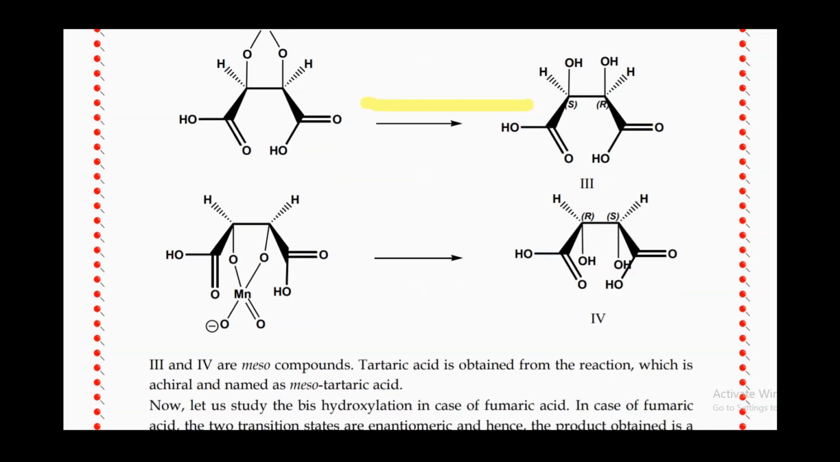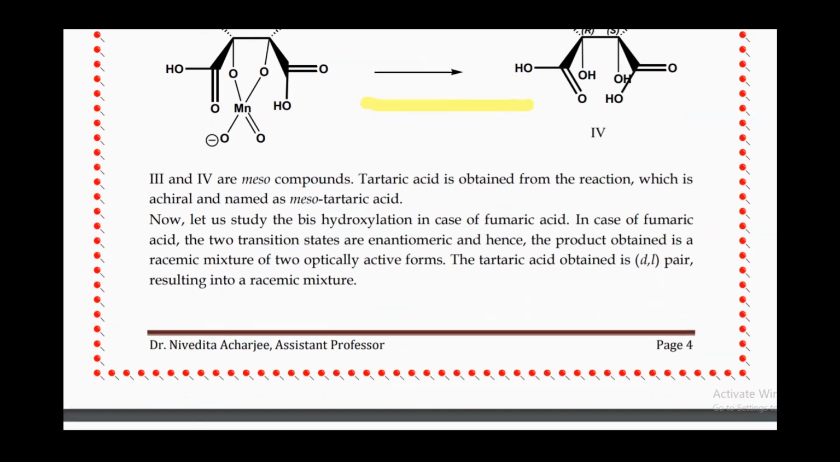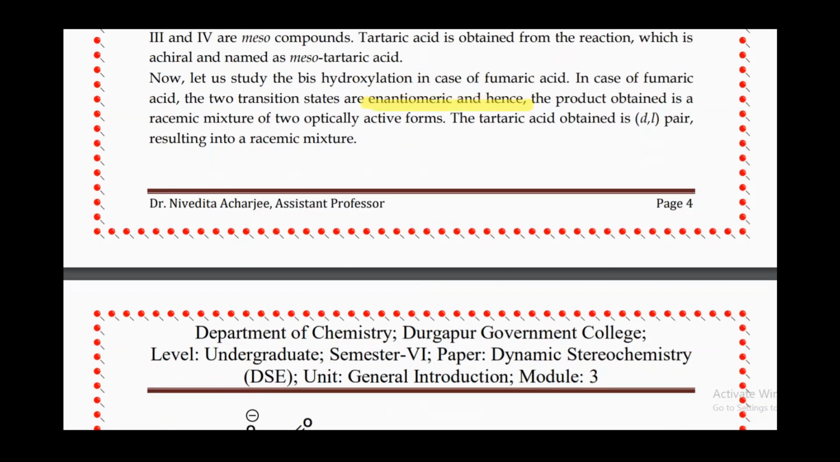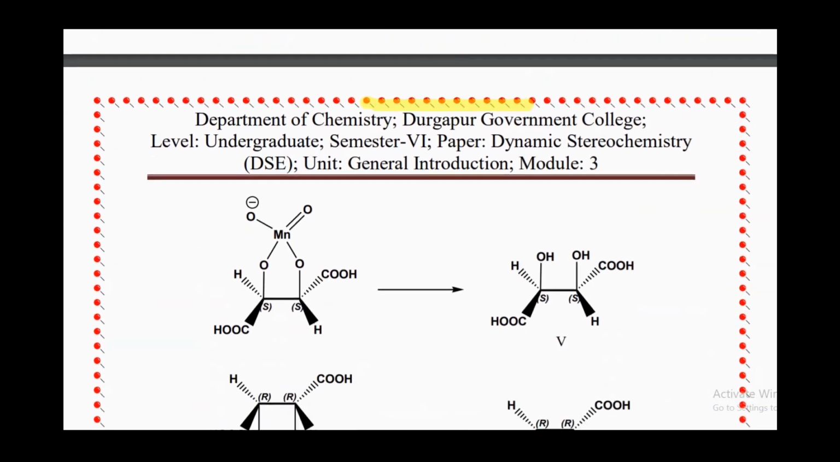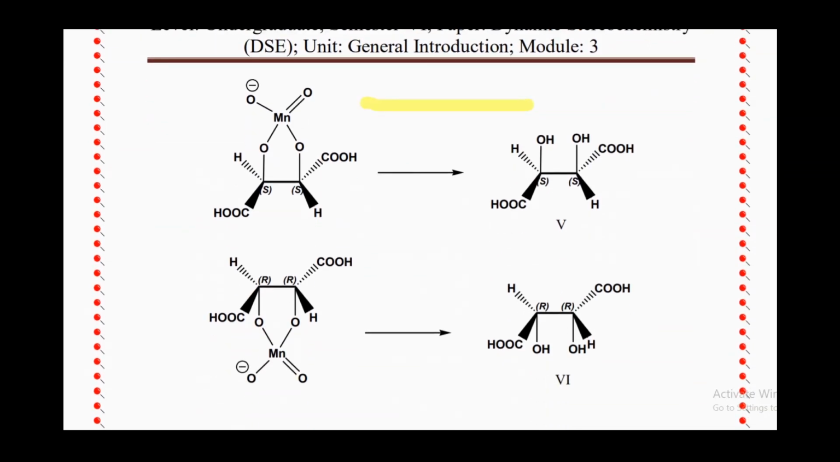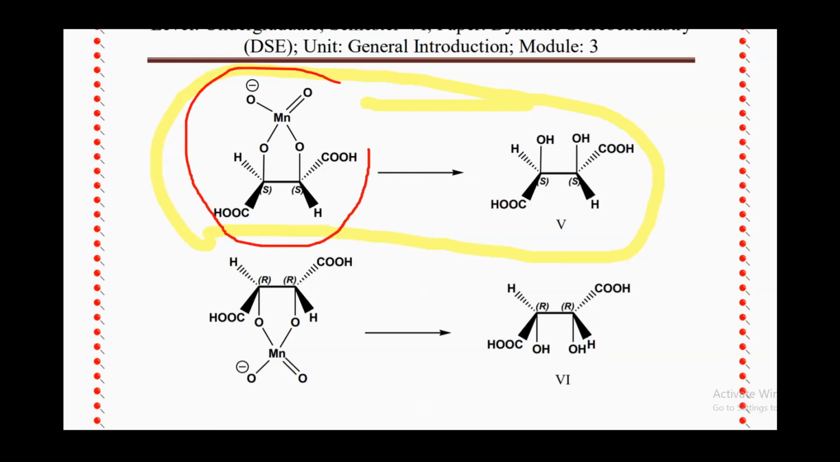acid in this case. Now, considering the other isomer, that is fumaric acid, we will be learning how the bis hydroxylation takes place in case of fumaric acid, as you can see. Now, just look at this structure. This is giving rise to this cyclic intermediate of the fumaric acid by the addition of potassium permanganate, and after hydrolysis this gives the compound 5, which is undergoing the bis hydroxylation.